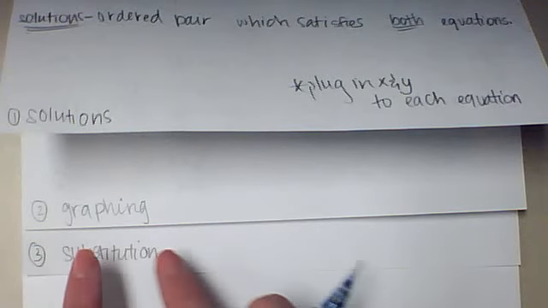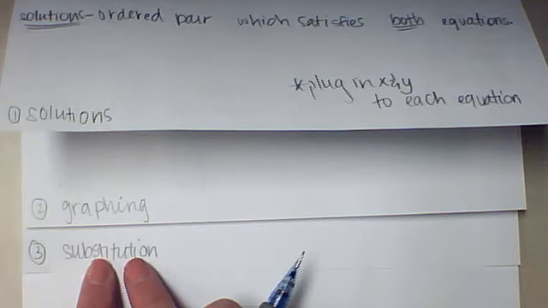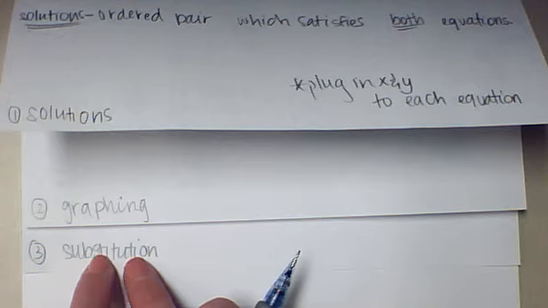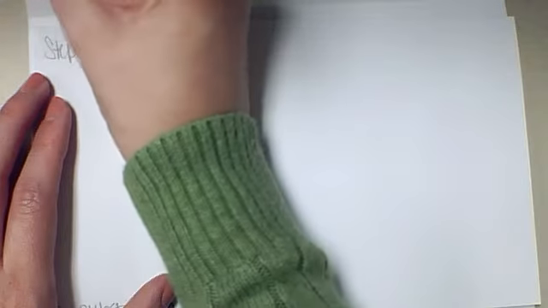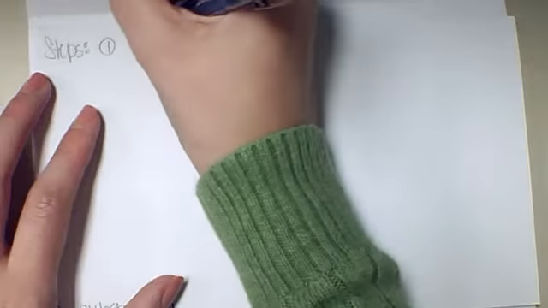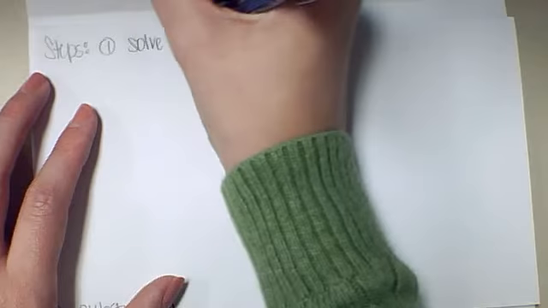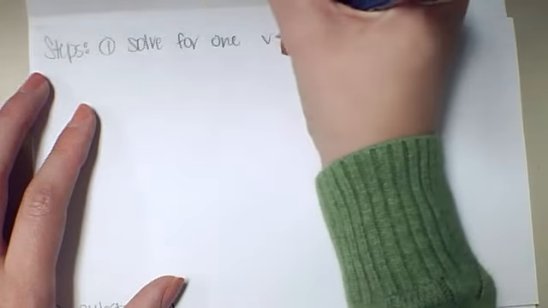Today in algebra we learn the second method for solving systems of equations, and that is substitution. Now we're going to start here with the steps, and there are several steps, and then we'll look at some examples. Number one is to solve for one variable in one equation.